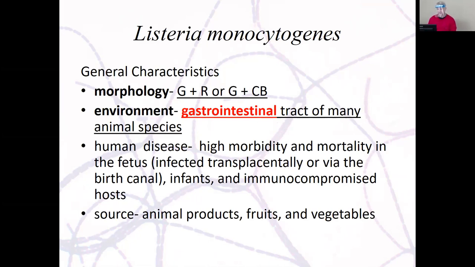This is Listeria monocytogenes. We actually have this one downstairs, so we'll probably break this one out and actually grow this one up for you. Gram-positive rod or gram-positive cocobacilli. The environment is the gastrointestinal tract of many animal species. That's why we see it sometimes hit our food supply. Human disease, high morbidity and mortality in the fetus. So infection transplacentally via the birth canal, infants, immunocompromised hosts. And we see it with animal products. That's where we see it with our cheese, fruits, and vegetables. So we do see it in a variety of places, and these outbreaks do happen.